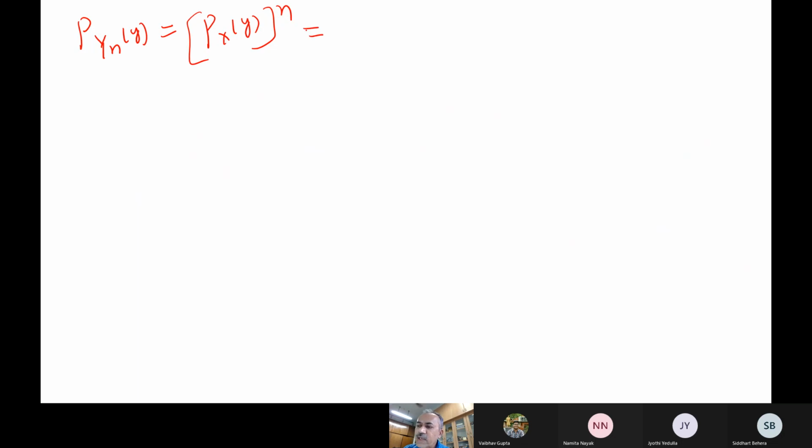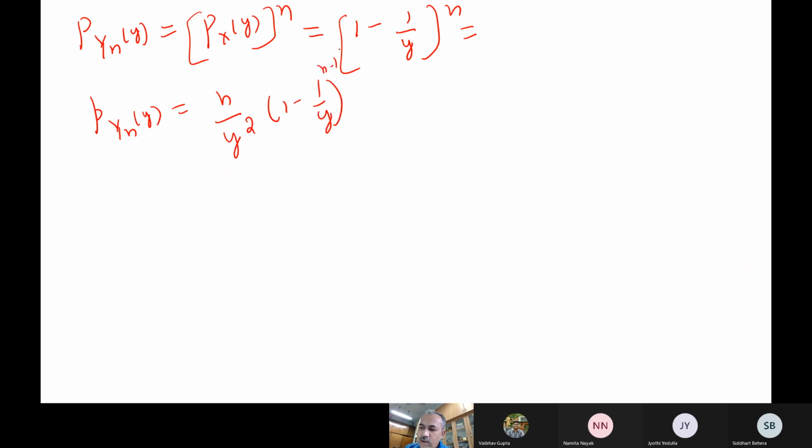Now what is px of y here? This becomes 1 minus 1 by y, whole to the power of n. So this is our distribution. Now the density function, p yn of y. The derivative will be n by y square, 1 minus 1 by y, whole to the power of n minus 1, and of course y is greater than or equal to 1. So this is its density function. Now similarly the smallest value.